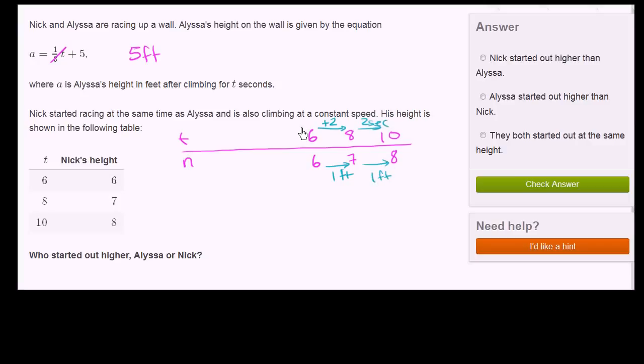So you could go backwards. If we take away 2 seconds to 4 seconds, he will decrease in height by 1 foot. If we go back another 2 seconds, he will decrease by another 1 foot. We can say this because we know he's climbing at a constant speed. So if we decrease by another 2 seconds to our starting time, he would have been 1 foot lower, at 3 feet. Just like that, we now know at time equals 0, Nick's height is 3 feet.